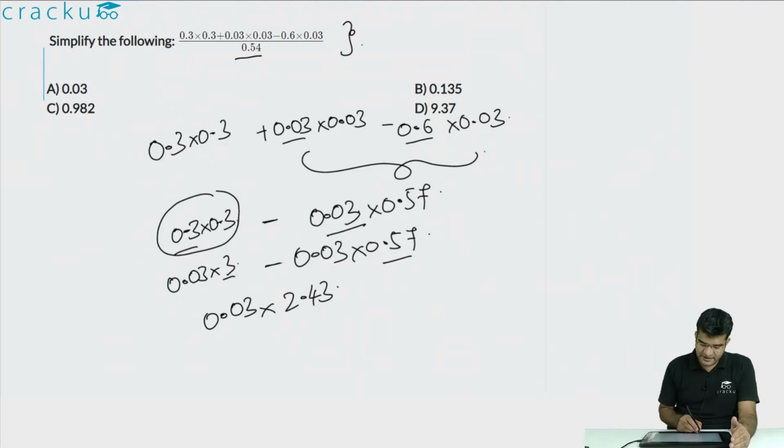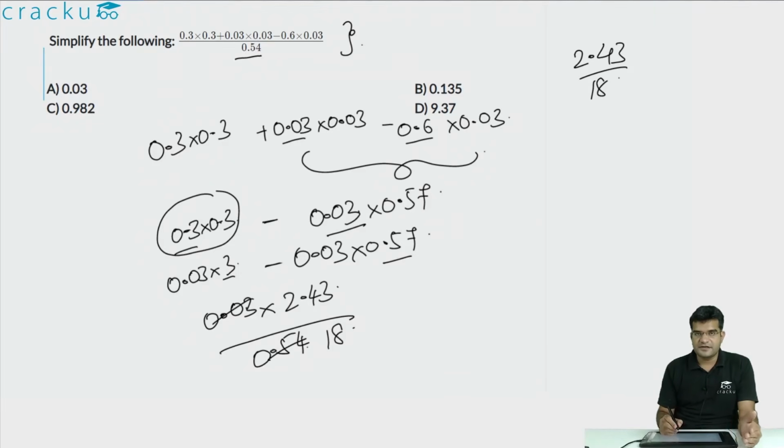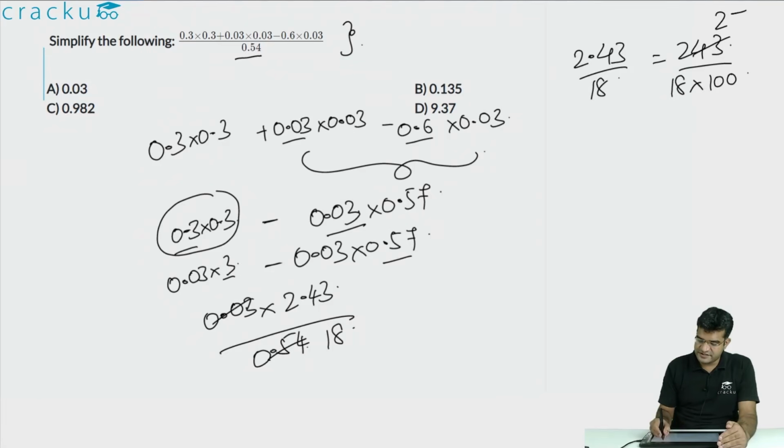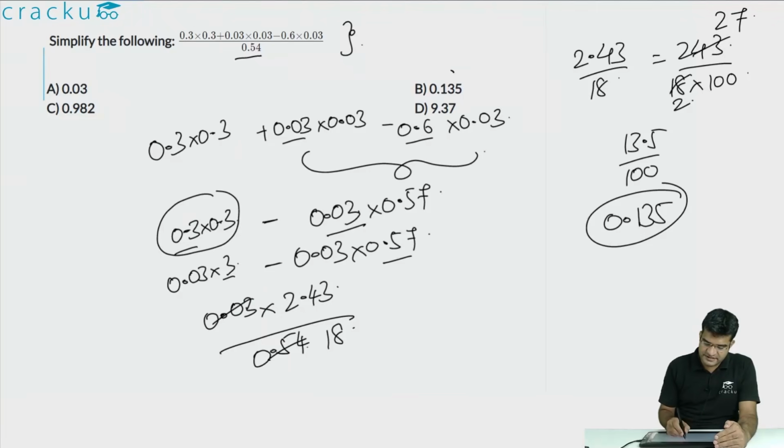This is the numerator and we have 0.54 in the denominator. 0.03 divided by 0.54 is simply equal to 1 by 18. So the required expression is equal to 2.43 divided by 18. We can multiply the numerator and denominator by 100 to simplify the calculations. So this is equal to 243 divided by 18 into 100. We can divide the numerator and denominator by 9. So this becomes equal to 27 and this becomes equal to 2. So this is 27 by 2 divided by 100, or this is 13.5 divided by 100, which is equal to 0.135. So the correct option in this case is option B.